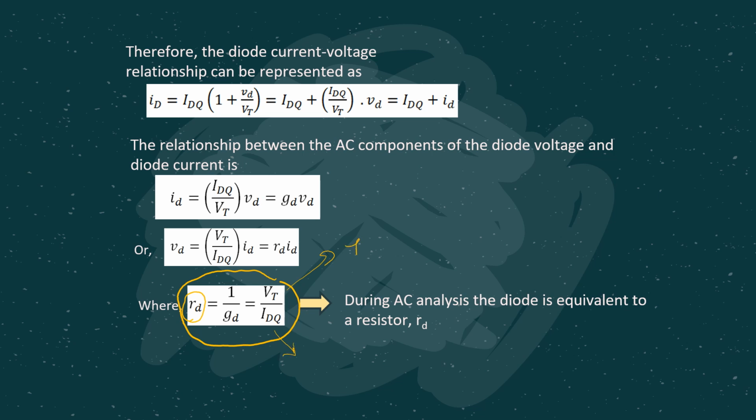Okay, so VT is the thermal voltage, remember 0.026. IDQ is actually the DC current. Meaning to say, in order for us to do the AC analysis, we have to do the DC analysis first. Why? Because we want to find the DC current, then only we can represent the resistor RD accordingly.